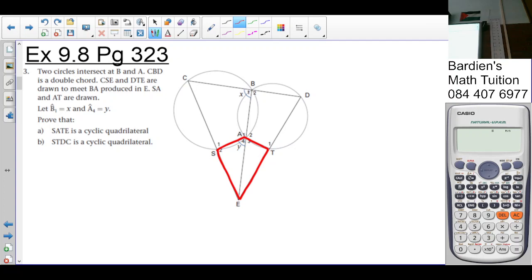So, how do you prove cyclic quads? Exterior angle equal to the interior opposite angle. Not so? So if we can prove that angle S1 is equal to angle T2, we've done the job. Or if we can prove that T1 is equal to S2, we've also done the job.